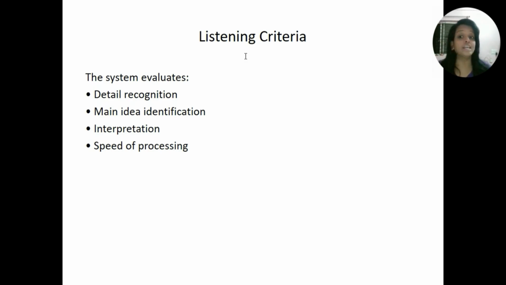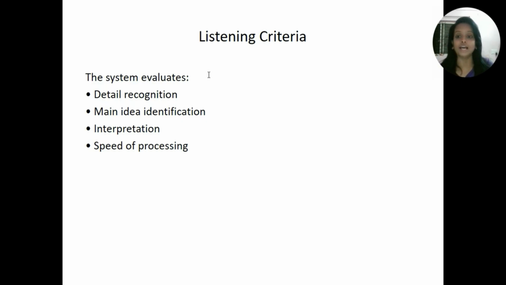In listening, examiners assess how accurately you process spoken English in real time. This includes detailed recognition, that means whether you're able to catch specific facts or not. The main idea identification, what does it mean? Can you identify the main idea or the central message? Then comes the interpretation. Can you understand implied meaning? And then the speed of processing. This is, of course, very important. Can your brain handle real time spoken input or not?